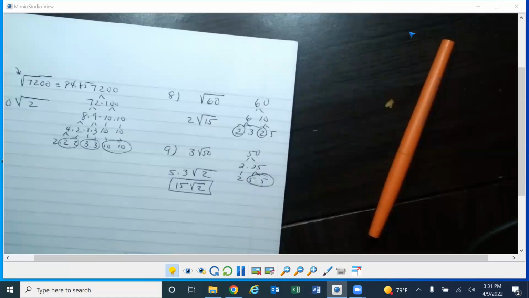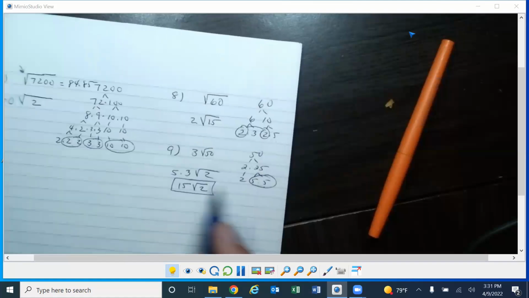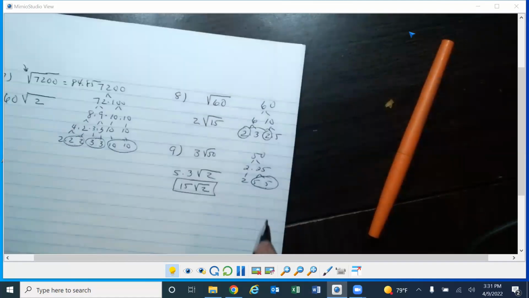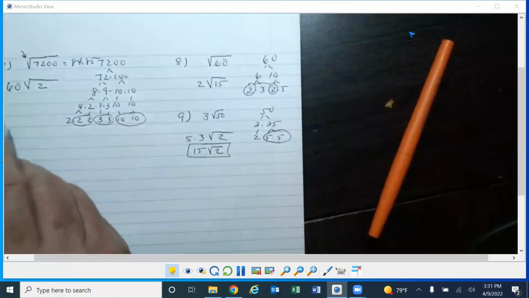All right, we got a couple more. Looks like we're going to be doing 10, 11, 12. Looks like some more square root to find a solution set. All right, so number 10.